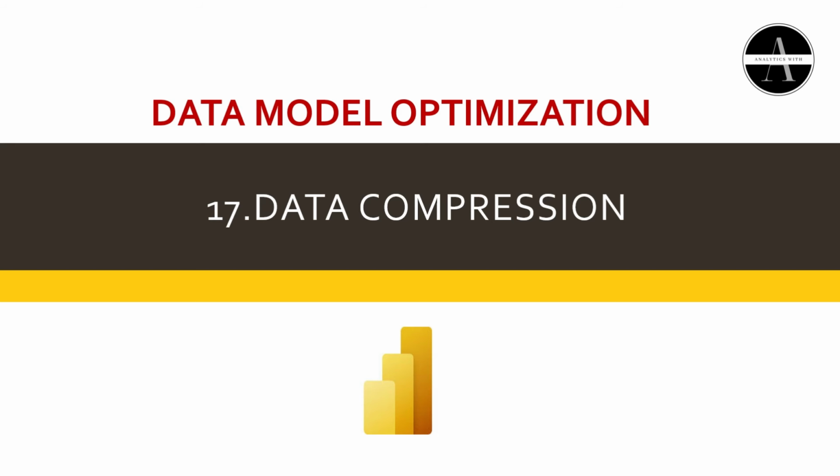Point number 17, data compression. Power BI also offers data compression, which can reduce the size of your data model and improve the performance using the VertiPaq engine. To take full advantage of this, use smaller data types whenever possible. For example, instead of using a decimal data type, switch to int64 for better compression. The smaller the data type, the less memory is required, which leads to faster report performance.